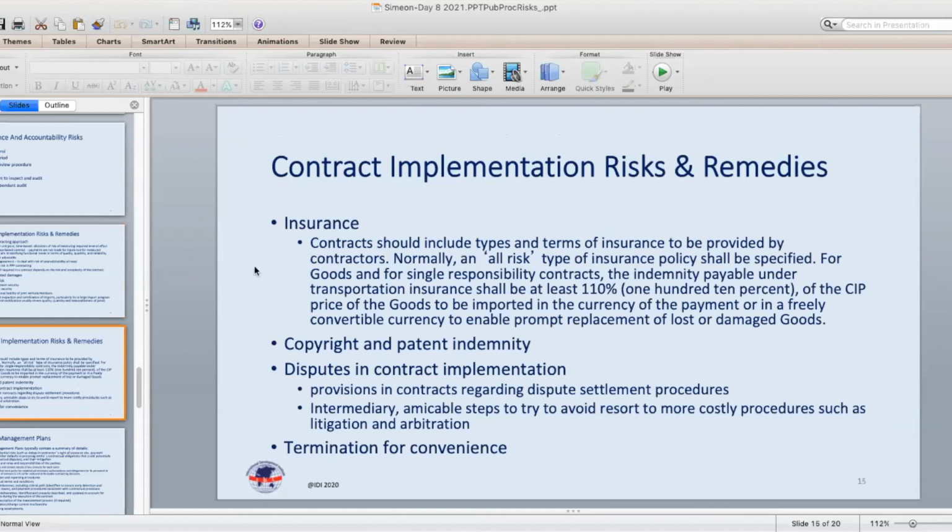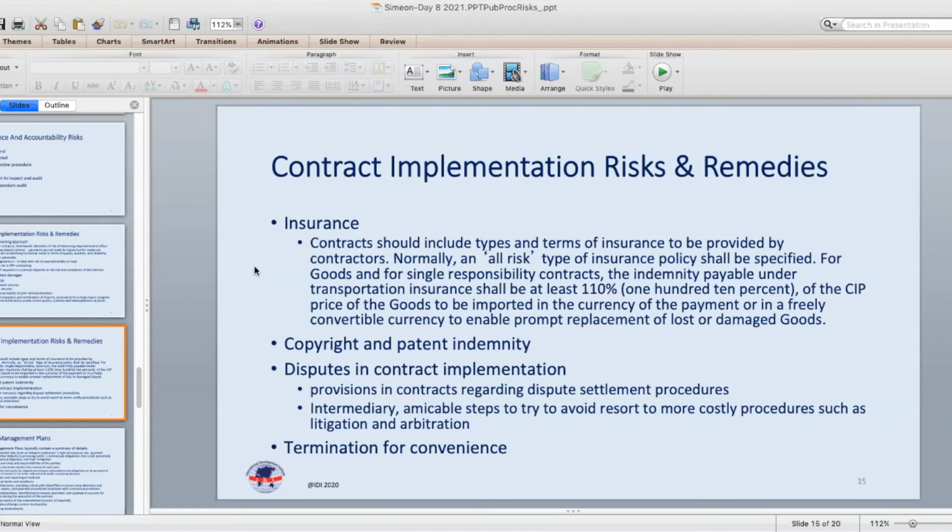Some more examples of contract implementation risks and remedies. Insurance. I mentioned the indemnification for copyright and patent infringement. Dispute settlement clauses, we touched on that a little bit. Termination for convenience, which is a right of the sovereign purchaser, typically not the right of the private sector counterpart to the contract. And the termination for convenience covers risks like the risk that the procuring entity no longer needs what is being procured under the contract.